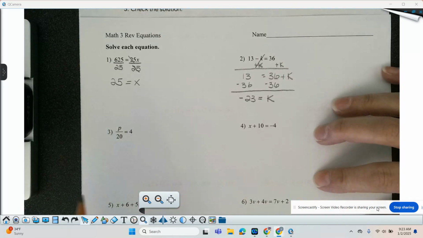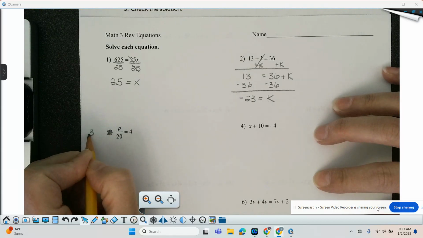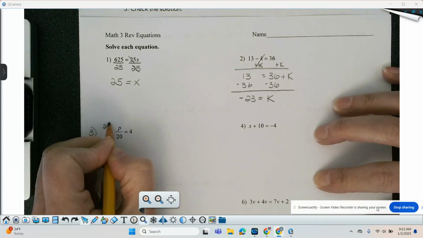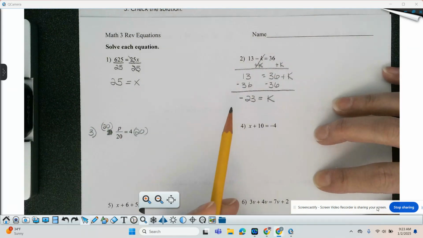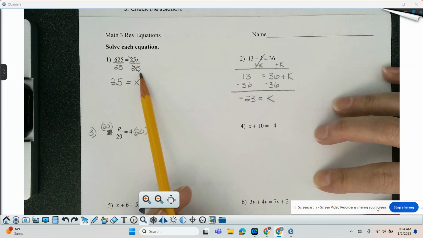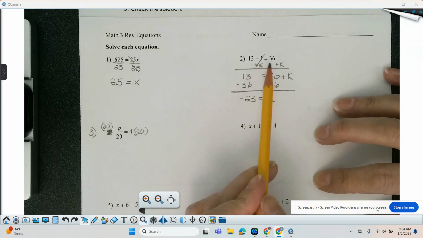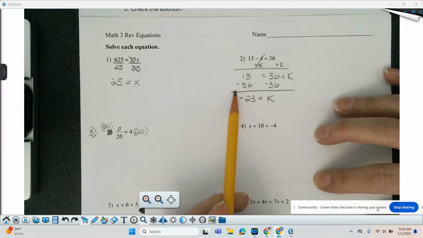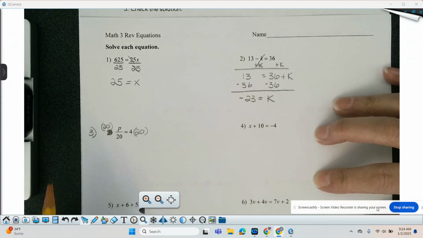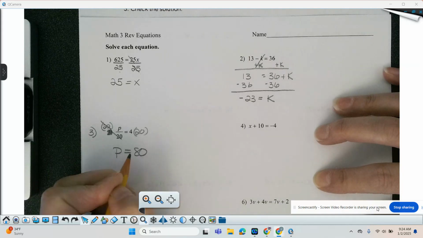So if I would multiply both sides by 20, just like every other problem we've done here, if you divided by 25 on one side, you have to divide by 25 on the other. If you added k to one side, we added it to the other. If you subtracted 36, we subtracted from the other side of the equal sign. So we have to do the same thing to both sides here. Those 20s are going to cancel out. P is left by itself, and 4 times 20 is going to be 80.